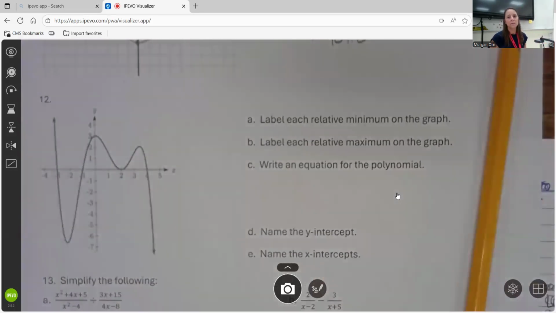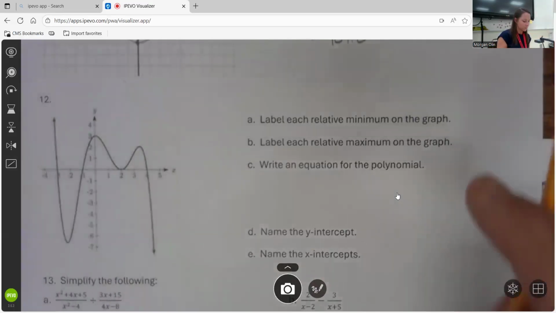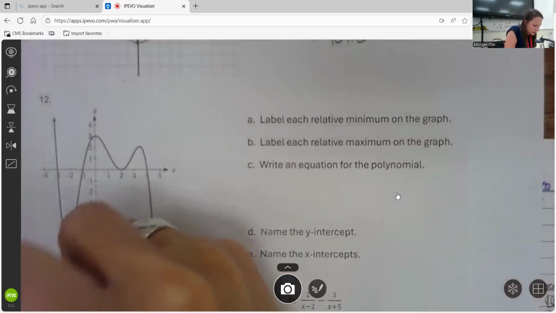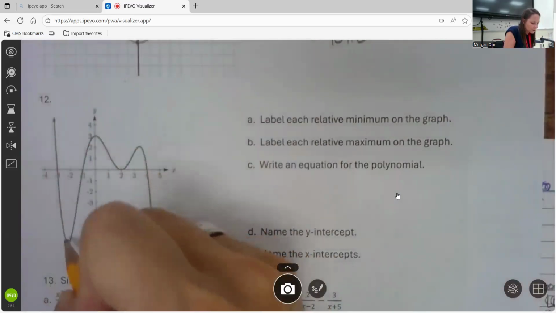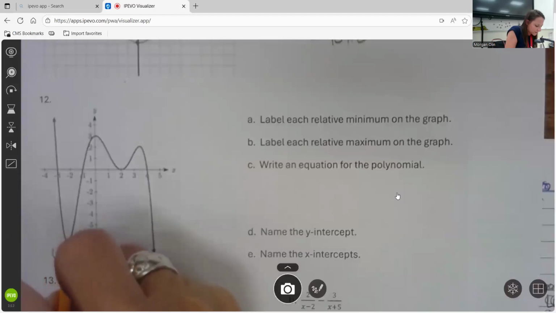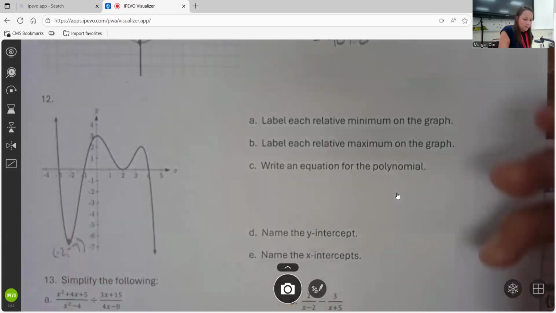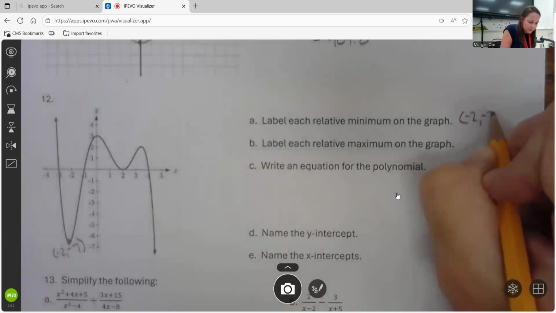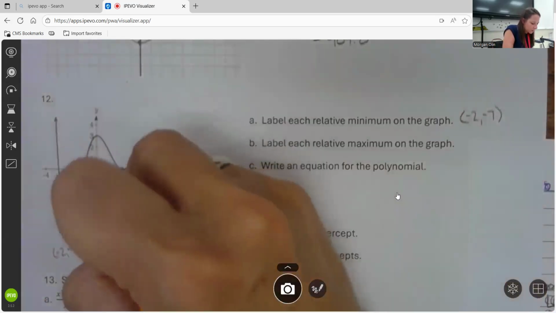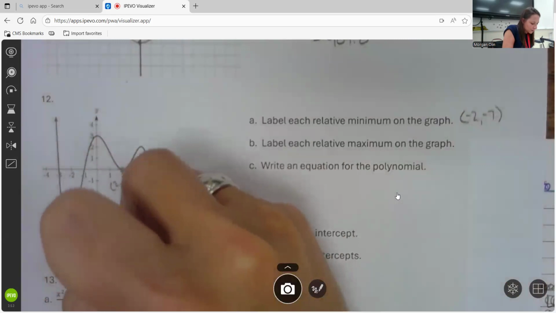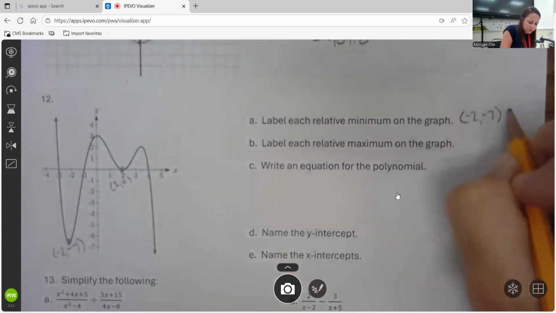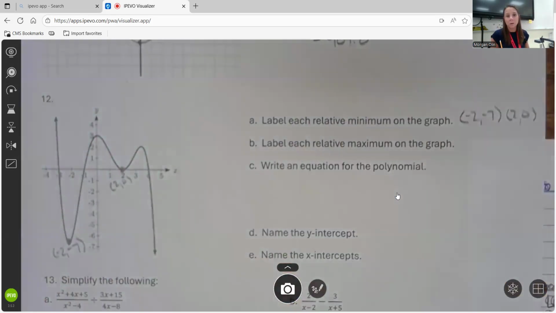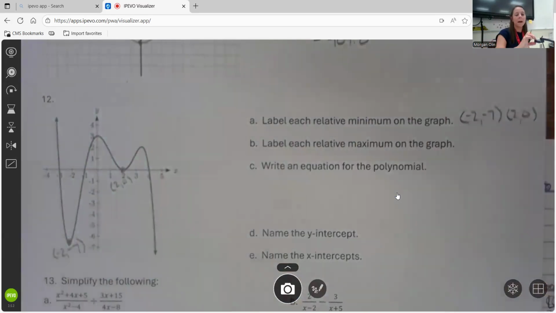Okay, label each relative minimum on the graph. We'll start there. So minimums, it goes down, so it decreases and then increases. All right, so where are some minimums? It appears a minimum is right here. I'm going to approximate this. It looks like it's at -2, -7. Okay, so -2, -7. All right, I have another minimum right here at 2, 0. Always put the x value first. Okay, so I have two minimums right here. It goes down and then it comes back up.